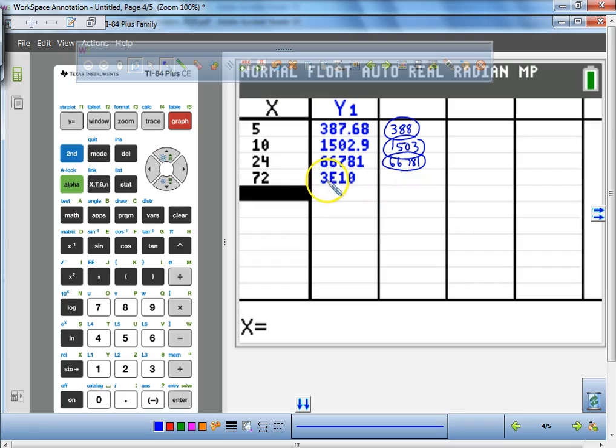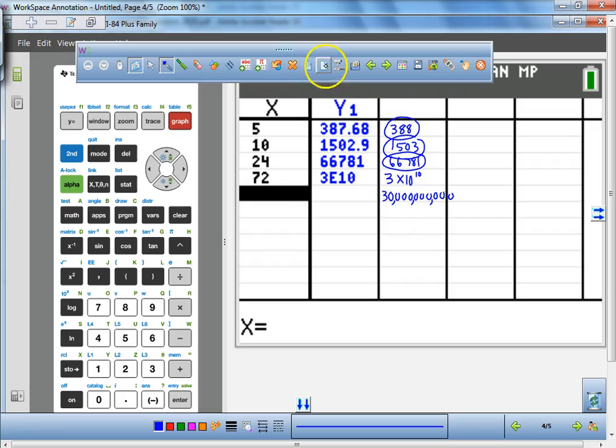Okay, and then this one, this is what? 3e to the power of 10. What does that mean? That means 3 times 10 to the power of 10. So basically you have a 3 and how many zeros behind it? 1, 2, 3, 4, 5, 6, 7, 8, 9, 10. 1, 2, 3, comma. 1, 2, 3, comma. 1, 2, 3, comma. That is a lot. Did I mess up? I'm not sure.